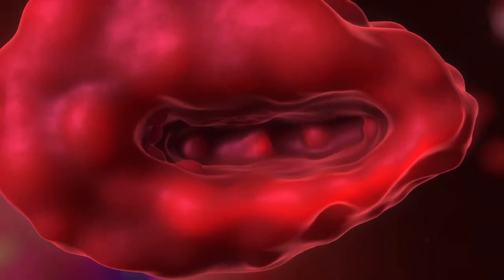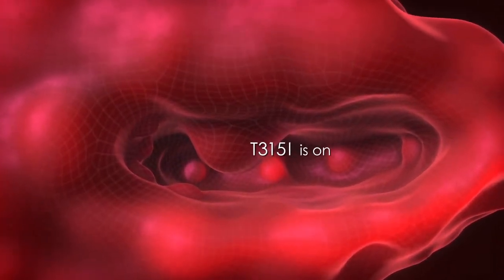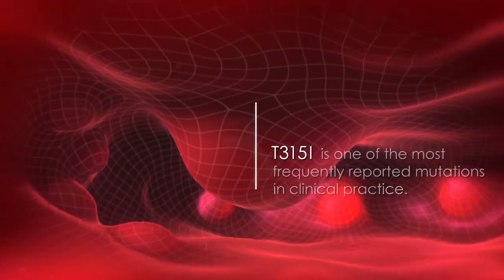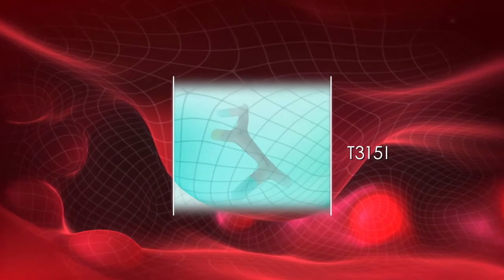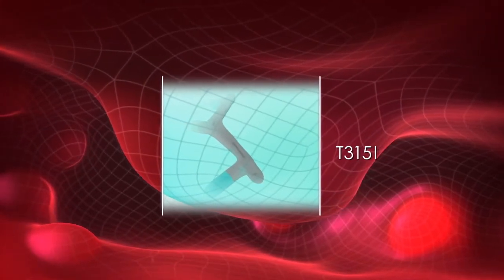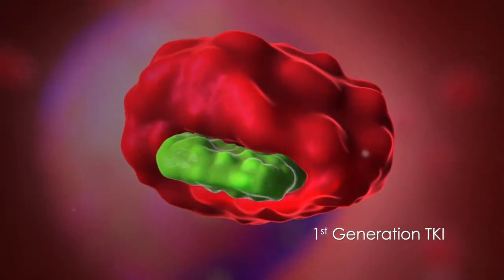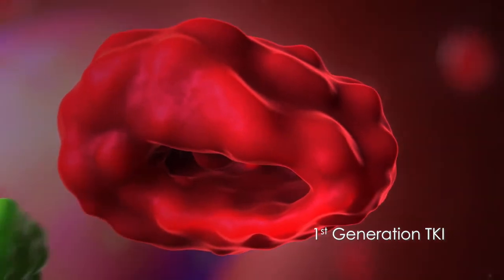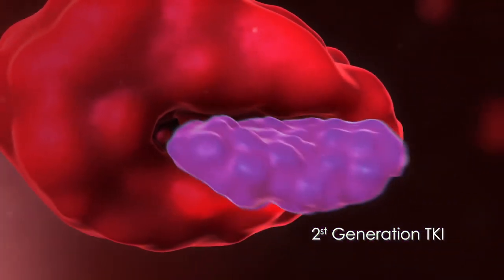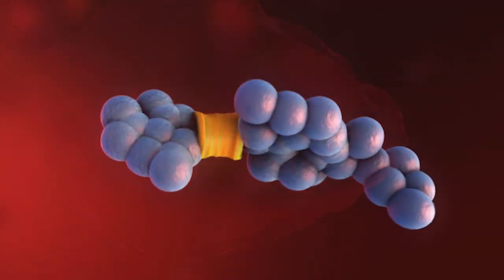The threonine 315 to isoleucine mutation, or T315I, is one of the most frequently reported mutations in clinical practice. The insertion of a bulky isoleucine prevents the formation of a crucial hydrogen bond between a TKI and BCR-ABL1, and this sterically hinders TKI binding. The T315I mutation is resistant to all first-generation and second-generation TKIs. This mutation has been associated with disease progression and poor survival.